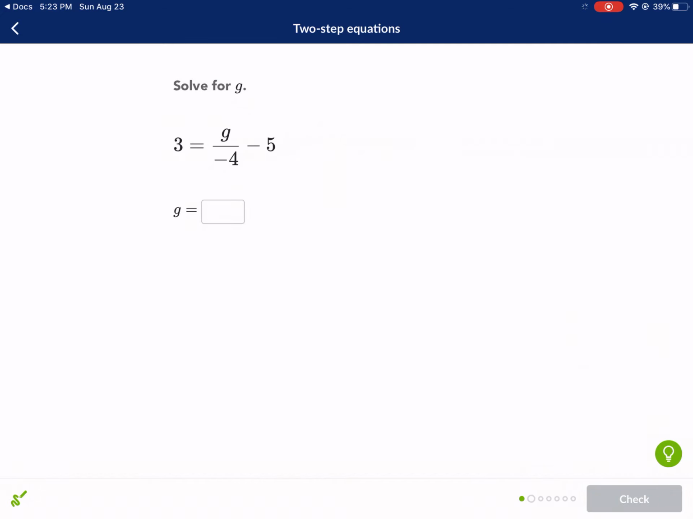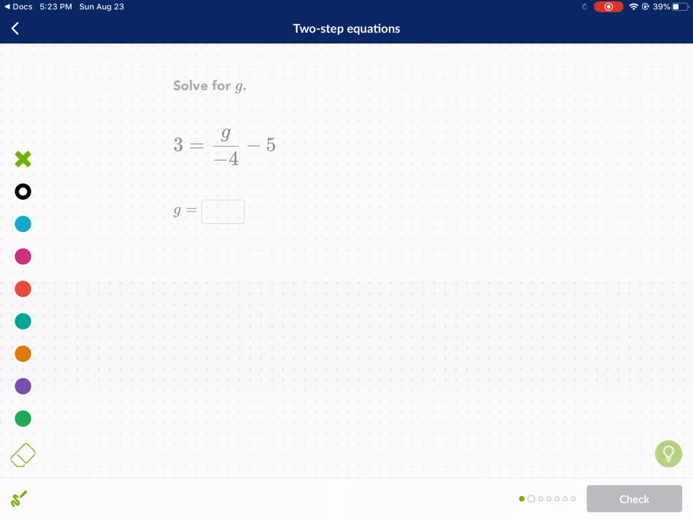Okay, next one. This one's a little tougher. Now we have 3 equals G divided by negative 4 minus 5. Two different ways to do this, but we're going to go ahead and use the first way that I mentioned, which is move stuff that's farthest away from G. A lot of teachers will say this is attached, so we're going to handle that last. So we're going to add 5 to both sides first. Make sure you write the plus 5 on both sides. Don't be lazy. Organization is key.